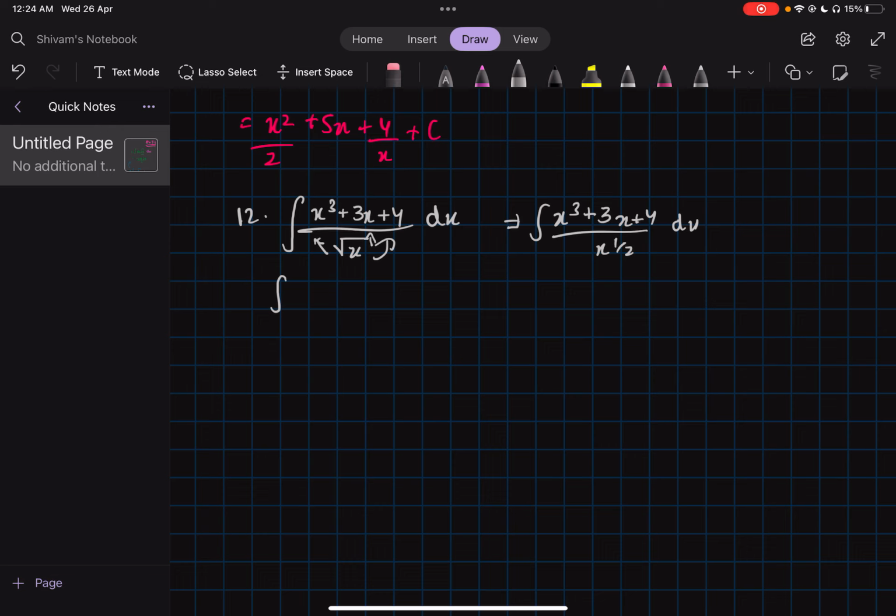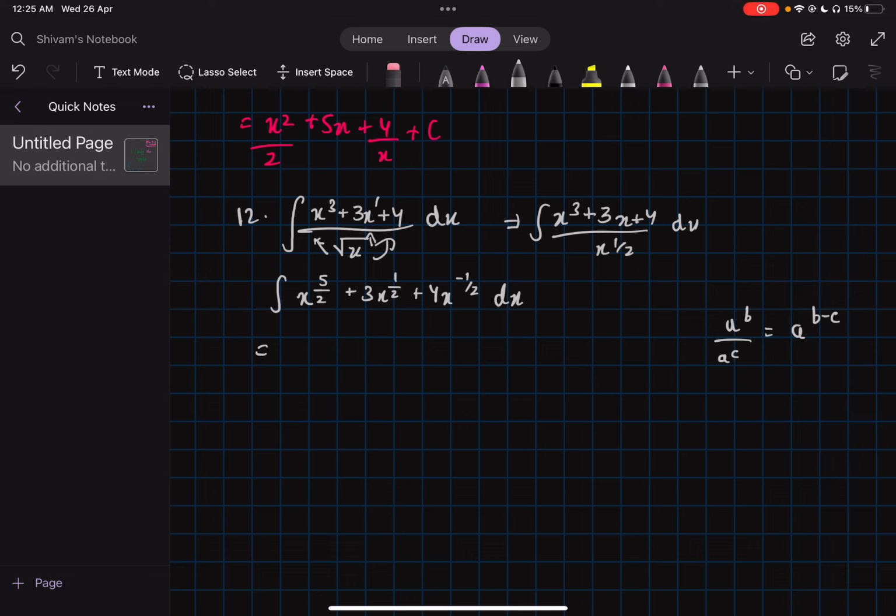By the laws of exponents, a^b upon a^c is a^(b minus c). So in this case, it's going to be x cubed minus half, which is 2.5. I'm going to write that as 5 by 2. Then for the next term, it's 3x to the first power, and we're subtracting half, so it's going to be the half power. Then for 4, it's going to be 4x to the negative 1 by half power, dx.